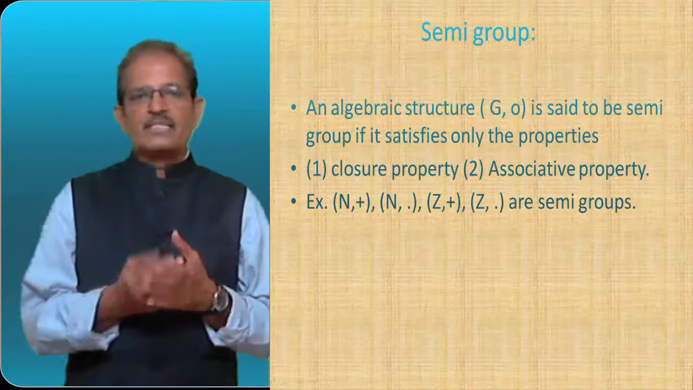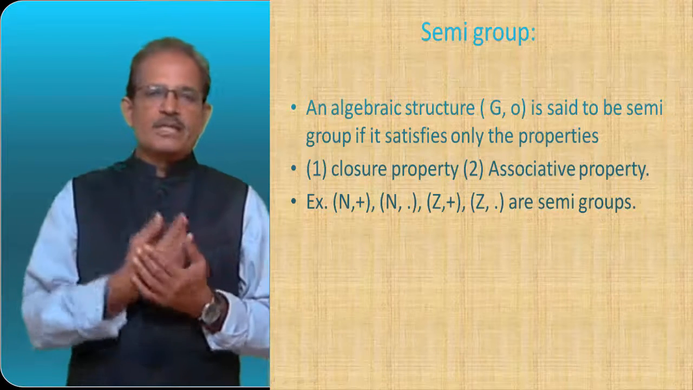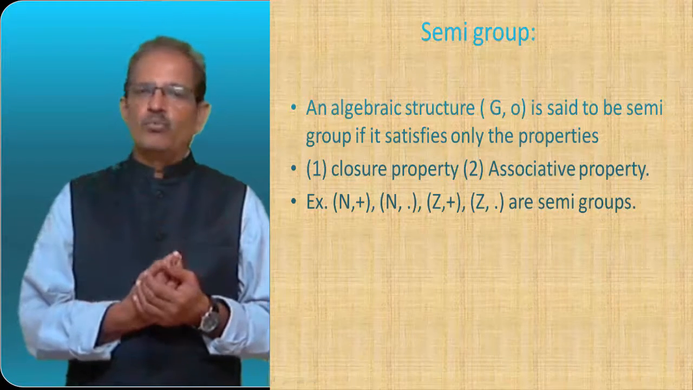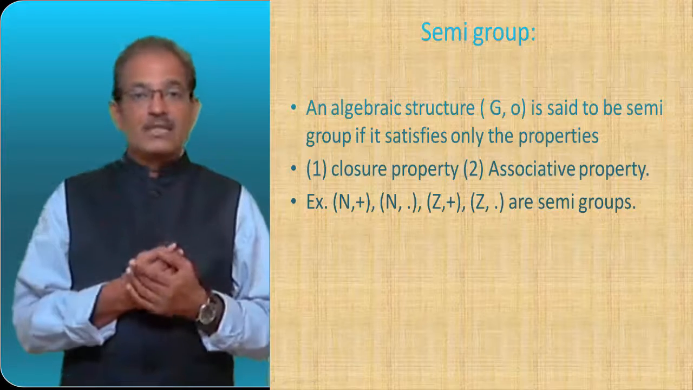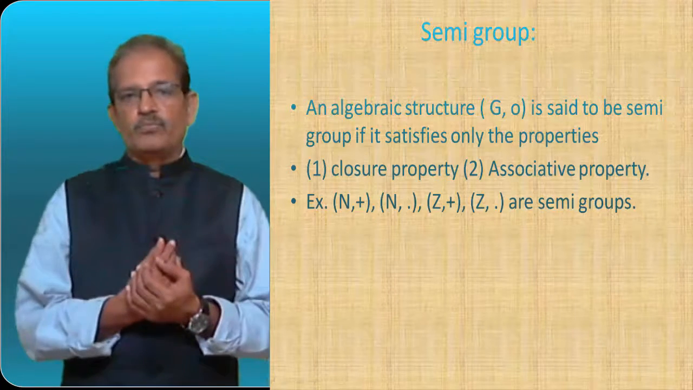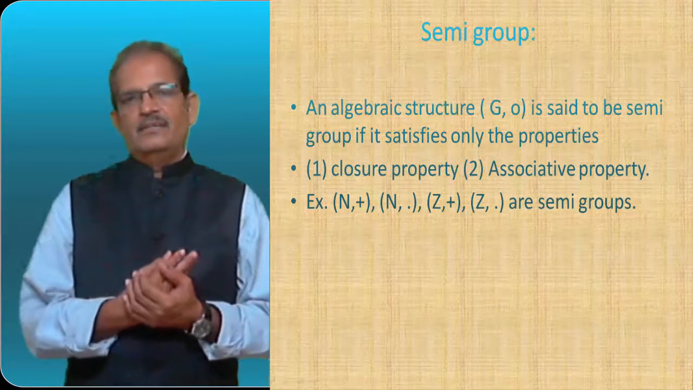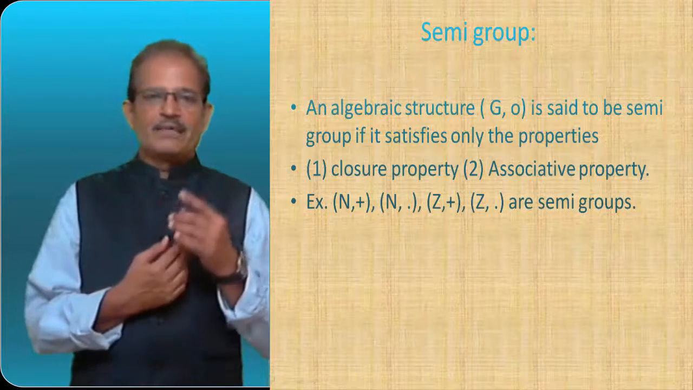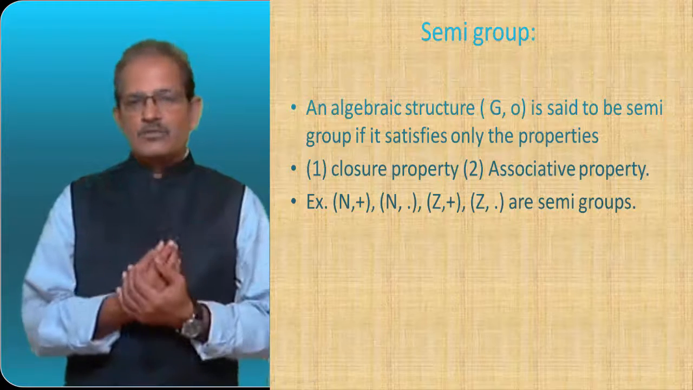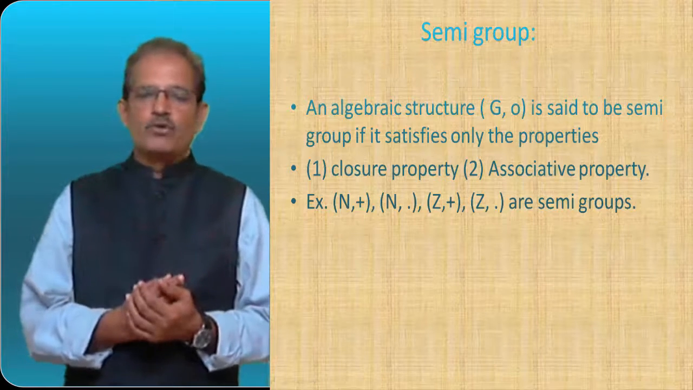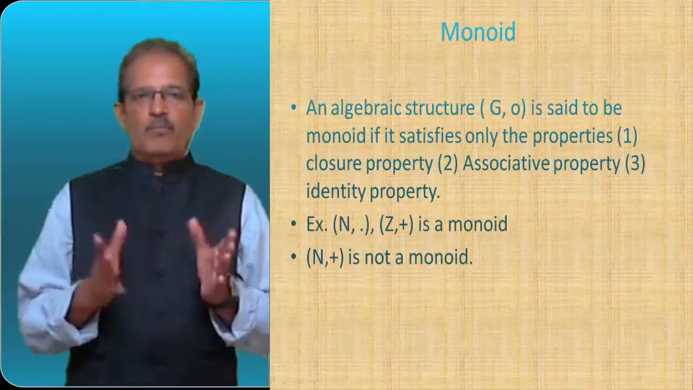So this is a semi-group. Set of natural numbers with addition is a semi-group. Set of natural numbers with multiplication is a semi-group. Set of integers with addition is a semi-group. Set of integers with multiplication is also a semi-group. These are all semi-groups. Now I would like to define monoid.